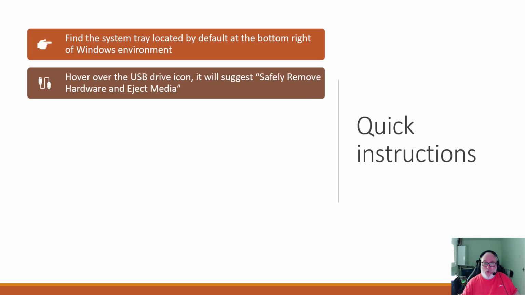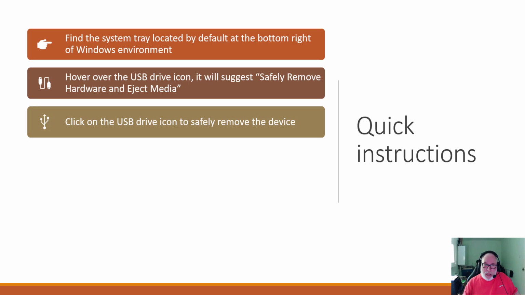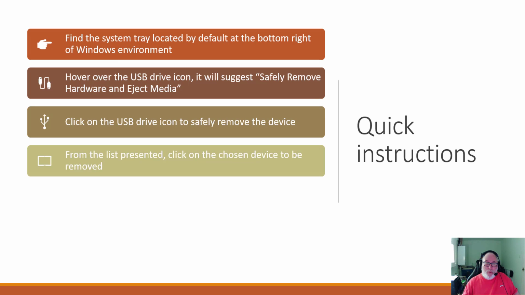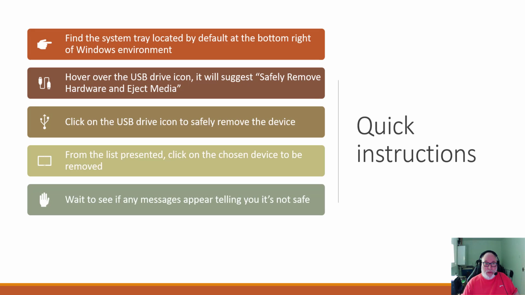Once you hover over it, it will come up with a message that says safely remove hardware and eject media. Click on that icon and you're telling the PC or laptop, you're telling Windows, I want to remove the device that's attached to the USB. I want to remove a device. It will provide you with a list because you might have more than one that's connected. So you choose the one that you want to remove at that moment in time. You click on it to choose.